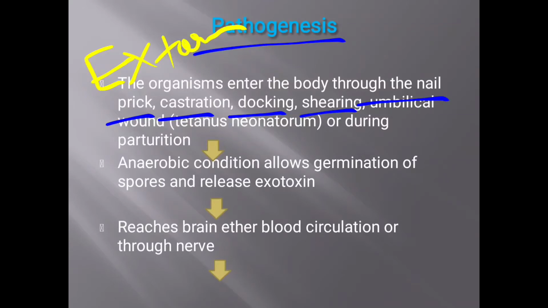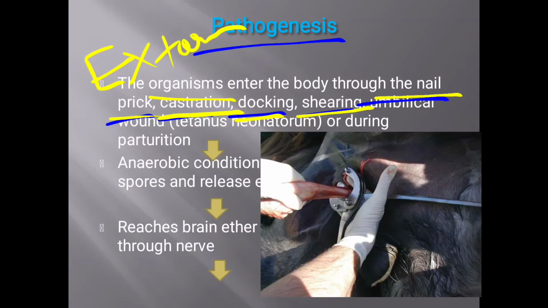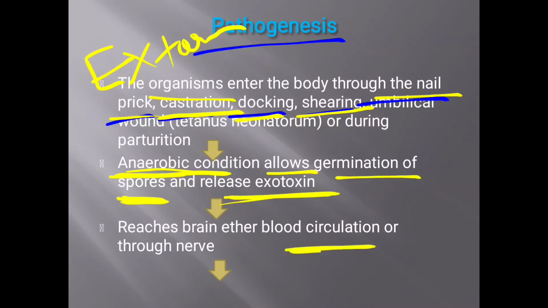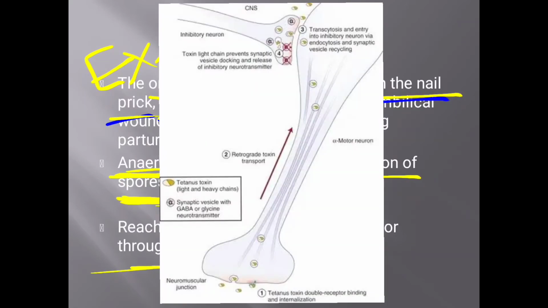The organism enters into the body through nail pricking or during castration, docking, shearing, and after entry into the body, the anaerobic condition allows the germination of spores and release of exotoxins by the rod. These spores and exotoxins enter the blood circulation or nerves, thereby eventually reaching the brain.